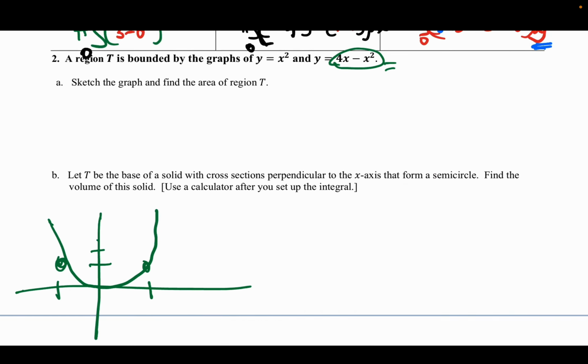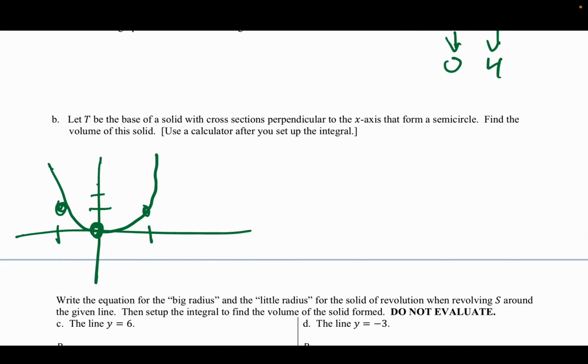You want to factor out your x. So that gives you x times 4 minus x. So I know my zeros are at 0 and 4. So this is 0, 1, 2, 3, 4. I don't know how high it goes, but it goes upside down like this. So we have this region. Go ahead and try A and B on your own.